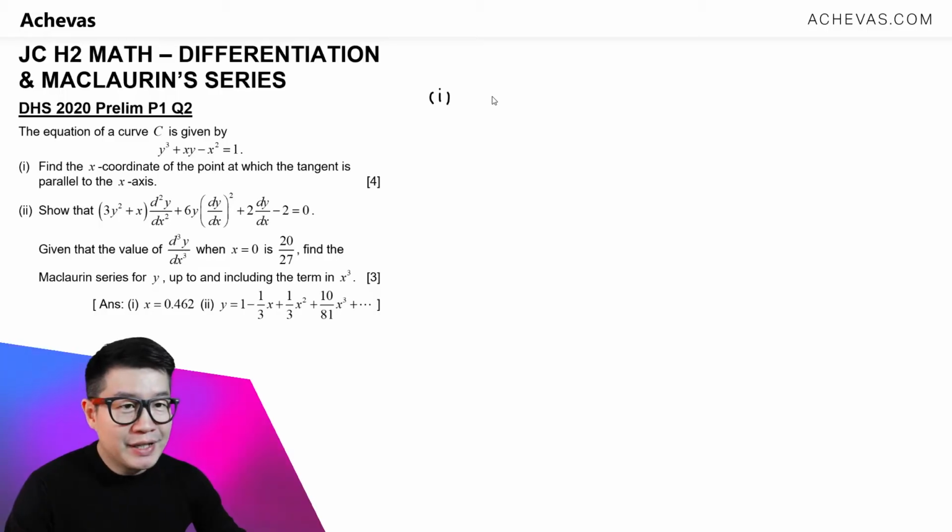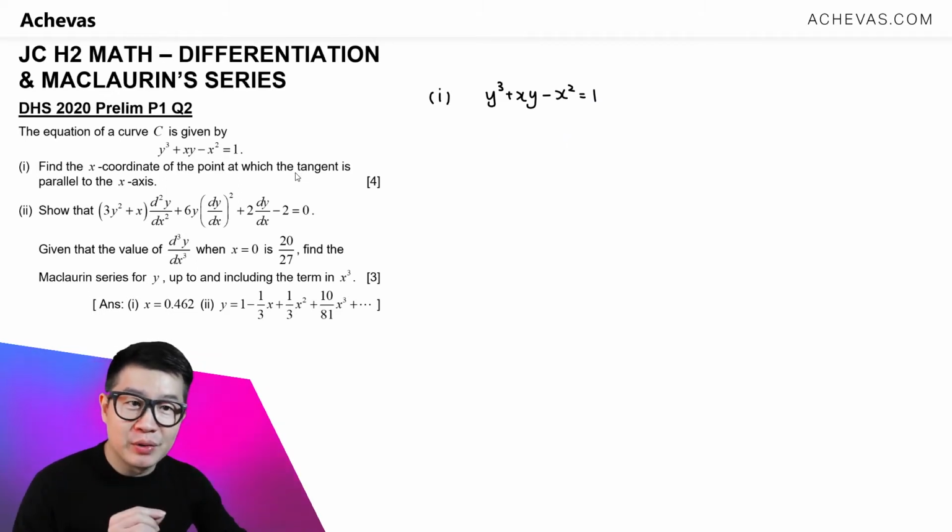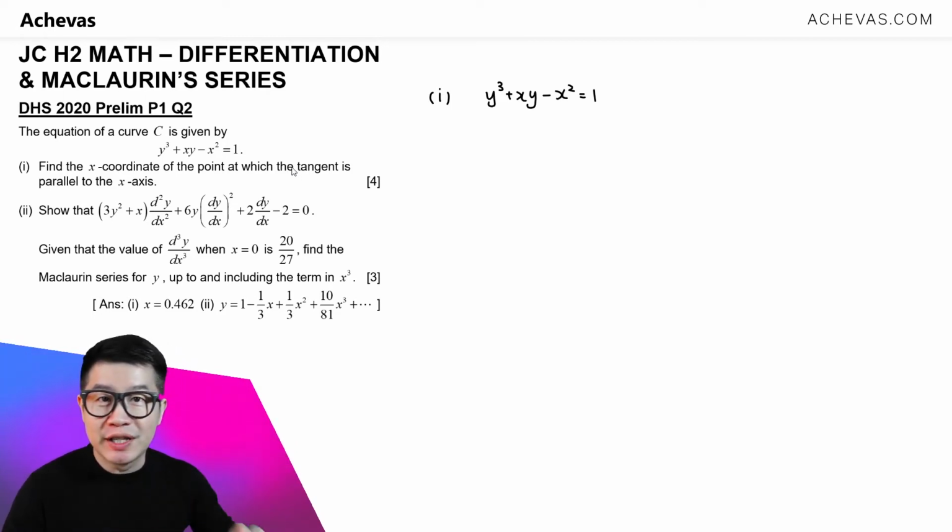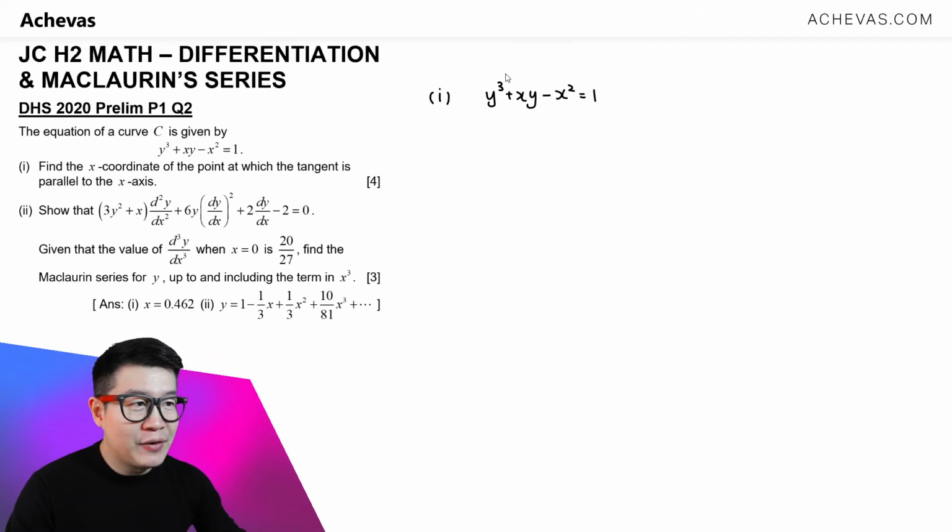In part 1, we are given the equation of the curve C. This is y to the power of 3 plus xy minus x squared, equal to 1. And in order for us to work on the tangent that is parallel to the x-axis for this curve C, we need an equation for dy/dx. So let's differentiate this with respect to x.